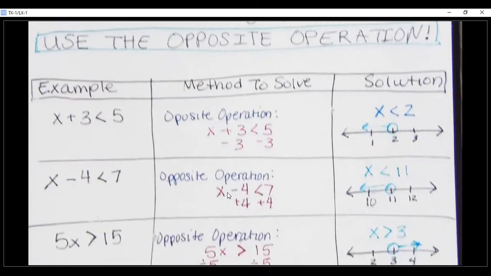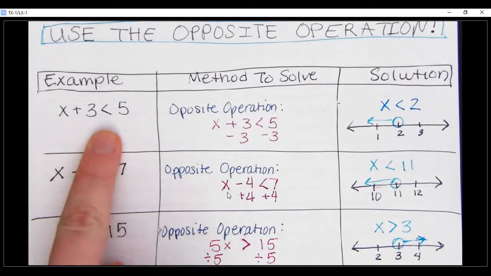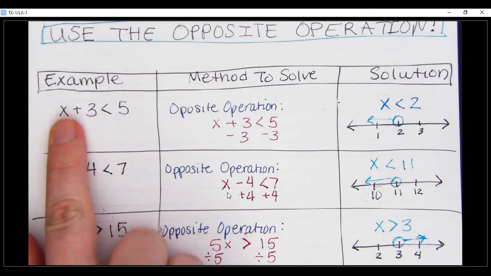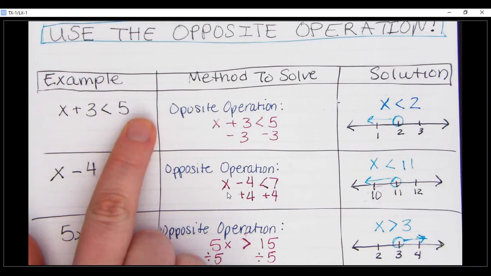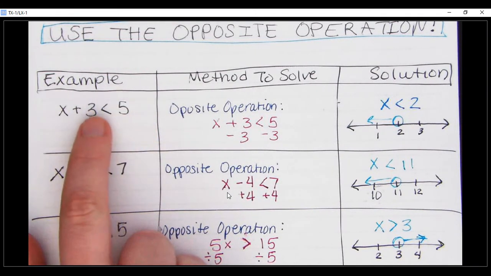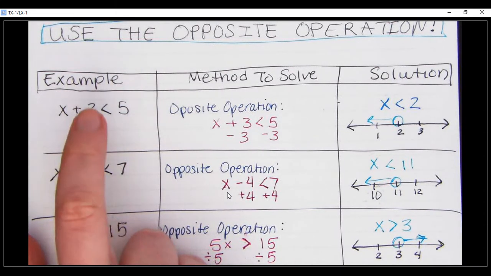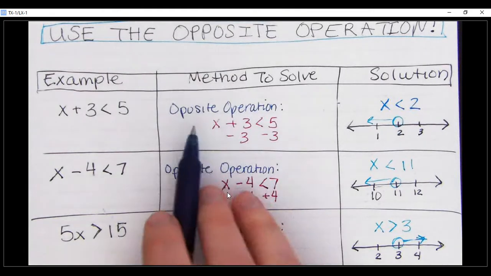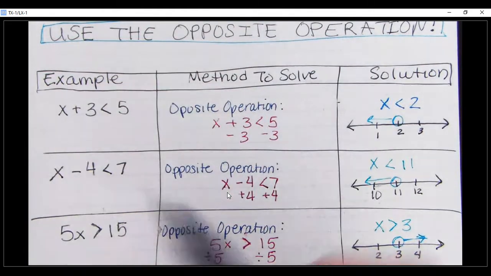So I have 4 examples right here. Let's look at that first one. X plus 3 is less than 5. So we want to find a number that when added to 3 will be less than 5. Again, you might be able to do this in your head, but what we want to do is use the opposite operation to make our life so much easier, especially when the numbers start getting harder. So the opposite operation of addition is subtraction.